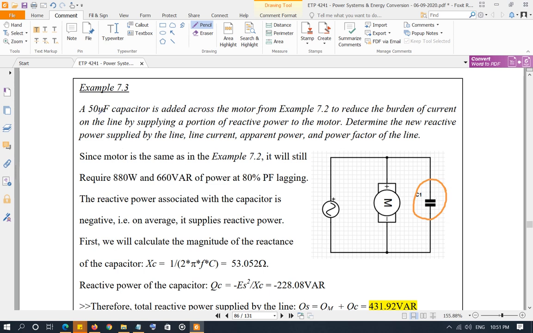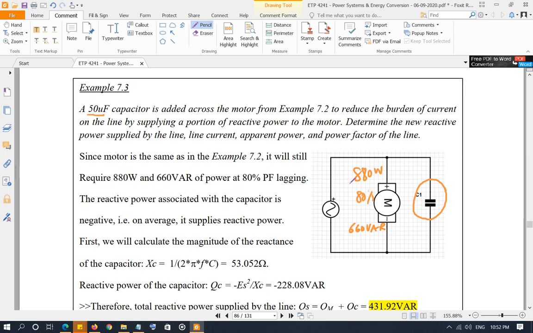So we are putting a capacitor over here, and this capacitor is 50 microfarad. This motor and power supply is the same as in the last example. So the motor still has 80% lagging power factor, and it will still be pulling 880 watt of active power and 660 volt ampere reactive power. So the motor is the same.